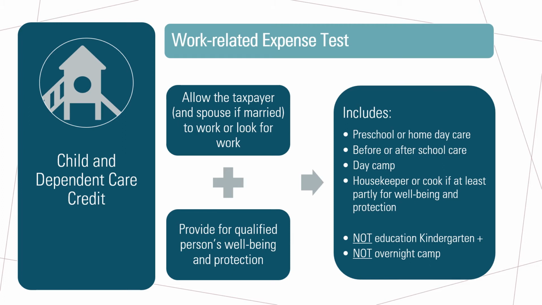So things that it does not include are education expenses for children who are kindergarten and above. So for instance, after school care counts, but if you are hiring a private tutor after school, that does not count as a qualified expense for this credit. And additionally, while day camp would count, an overnight camp would not count.